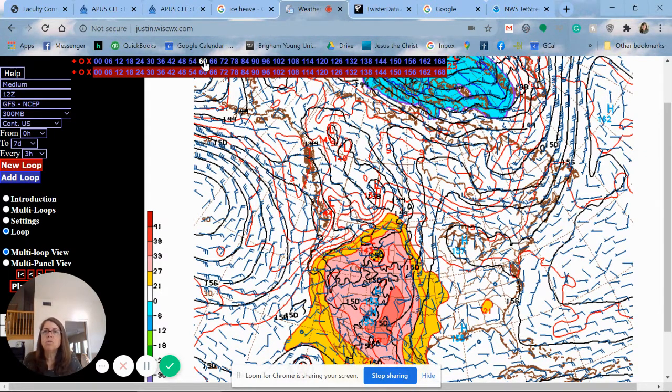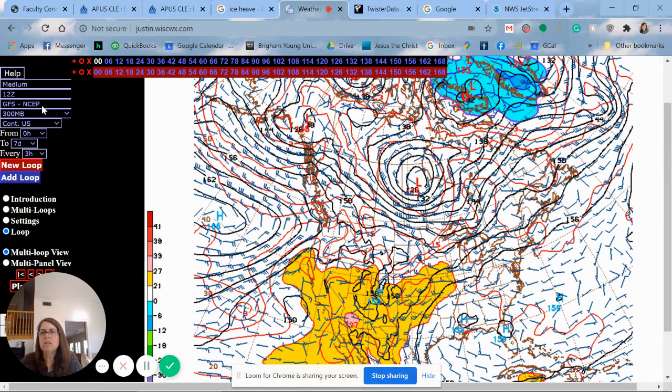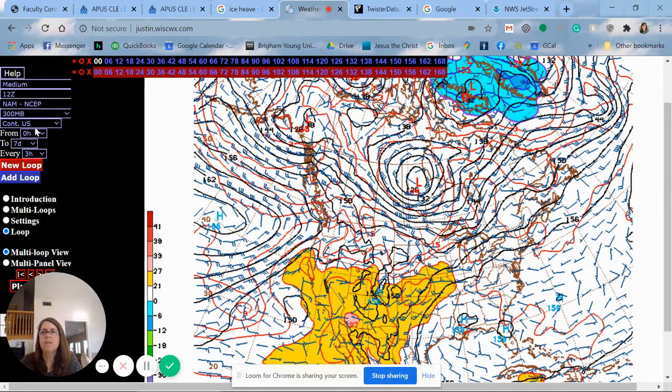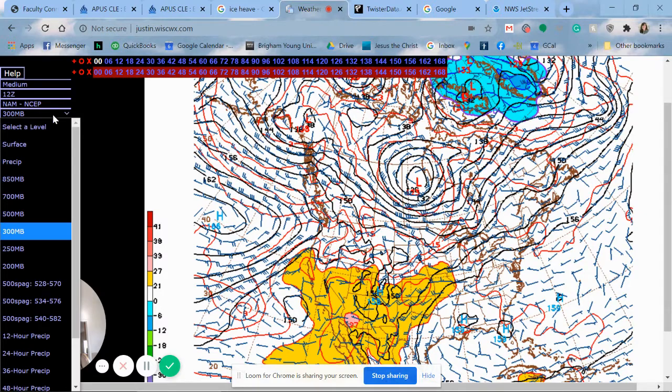So this is another tool for those of you who are in emergency management or those who want to forecast the weather. This is a great tool for you. It's called justin.wiscwx.com. And what you can do here is it's got a bunch of different models that you can look at. This one is the North American model. The one we were looking at was the GFS, but you just decide what level you want to look at.